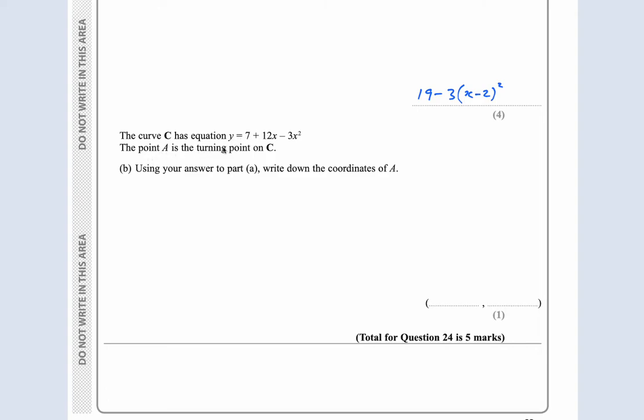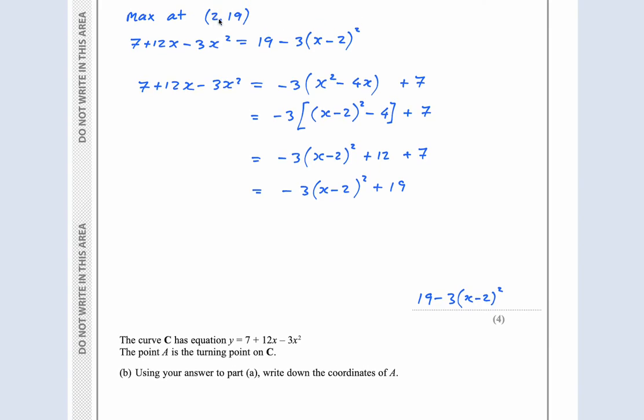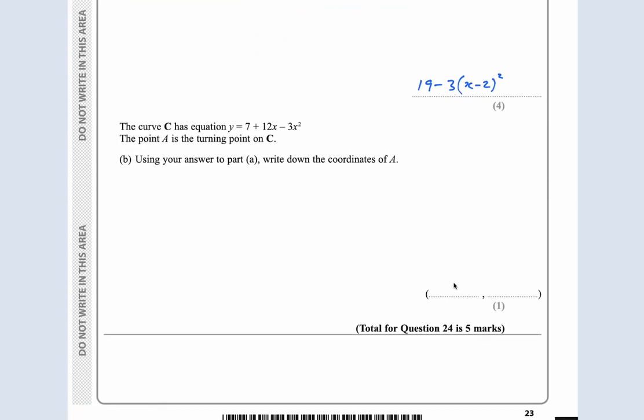Okay, the curve C has equation this. The point A is the turning point on C. Use your answer to part A to write down the coordinates of A. Okay, so we've already got that. Look, it's this. It's the 2, 19. So that's the whole point of completing the square. This form tells us where the turning point is. You can straight away go, it's negative this, or 2, positive this, 19.